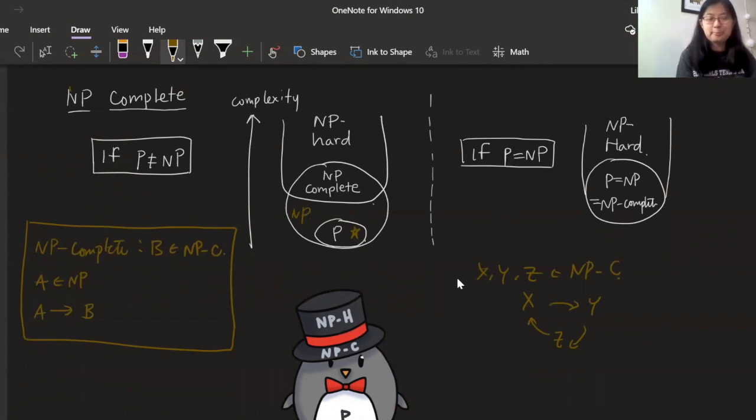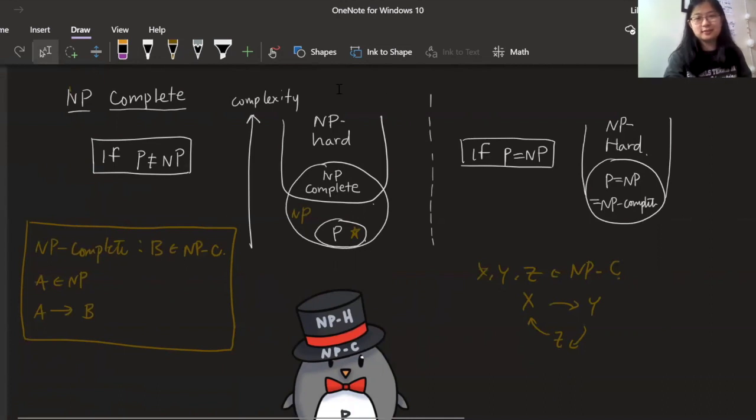Now if P equals NP, then P will be equal to NP, and it'll also be equal to NP complete, because NP complete is just the hardest problems in NP, but if every problem in NP is in P, then essentially it means that everything is the same circle. And then again, we have NP hard. So this is a very useful diagram to remember.